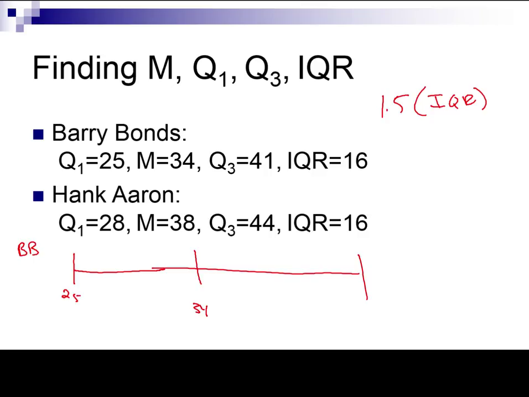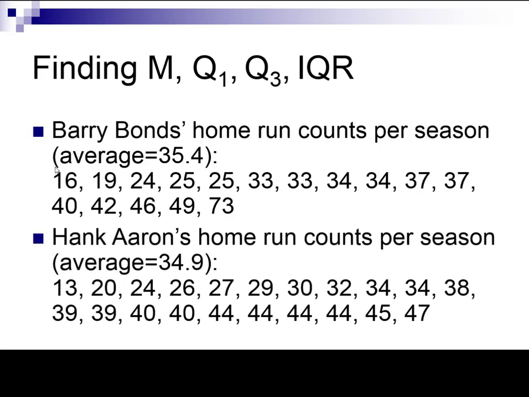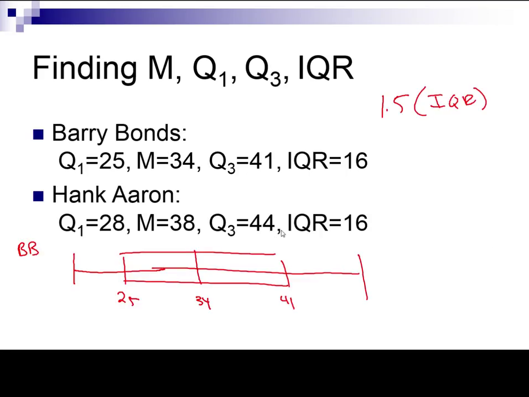Whoa, wait a minute. Where's my min? Oh, I'm going to have to get it from the other page. All right, let me do that real quick. So I got quartile 1, quartile 2. This is 25 right here, 34 right here, 41 right here. Now, can everybody confirm that the IQR is 16? 41 minus 25, right? I'm cool with that? So I want to grab the min real quick. What was the smallest number? 16. And the biggest was 73. So 16 and 73.